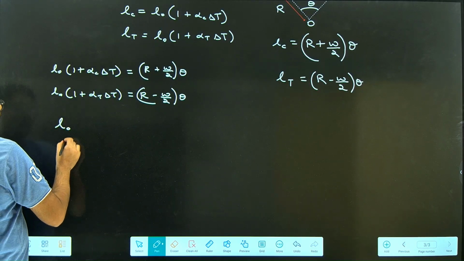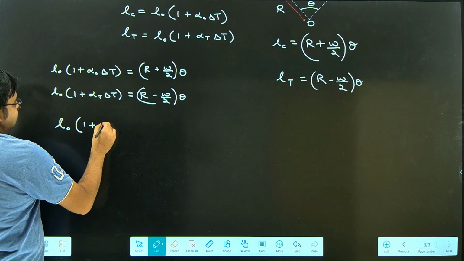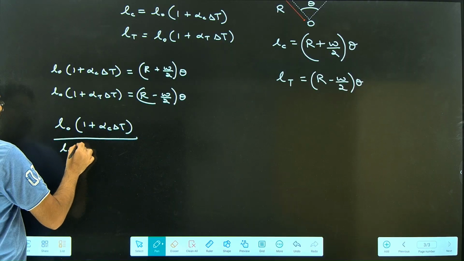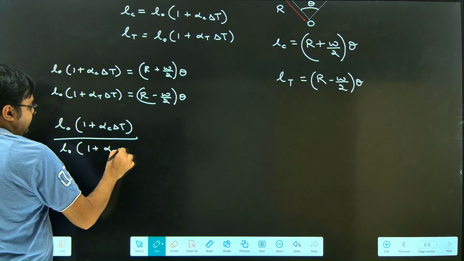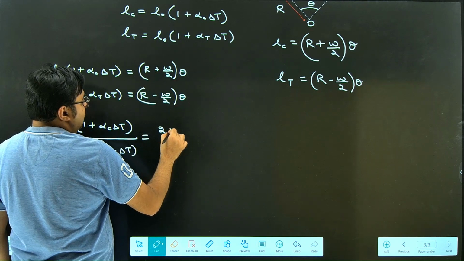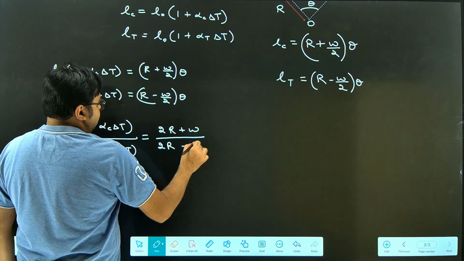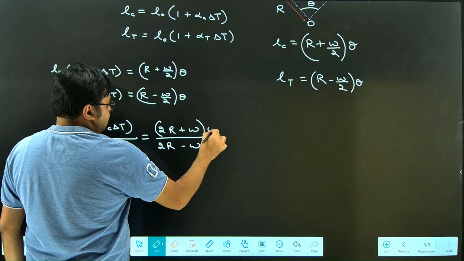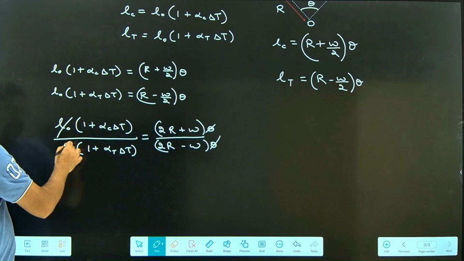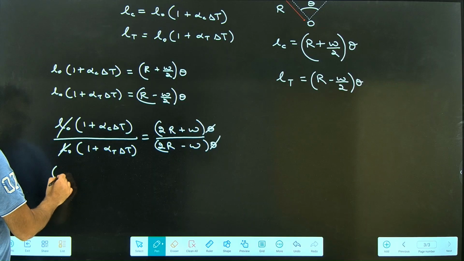If you divide both of them, we have L naught into (1 plus alpha c into delta t) divided by L naught into (1 plus alpha t into delta t) equal to, taking the LCM, (2r plus w) divided by (2r minus w). Of course, there is a theta on both up and down, so that gets cancelled, and L naught also gets cancelled. Let's continue. This is fun simplifying.